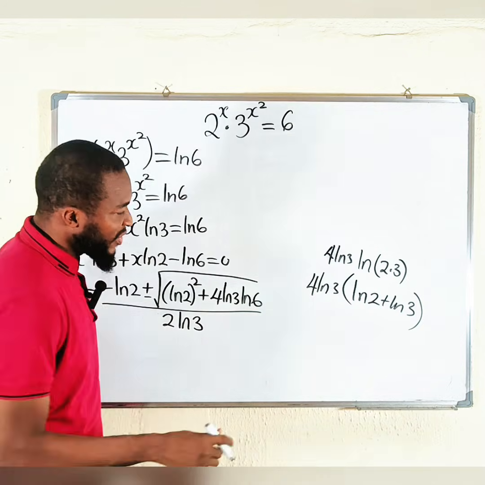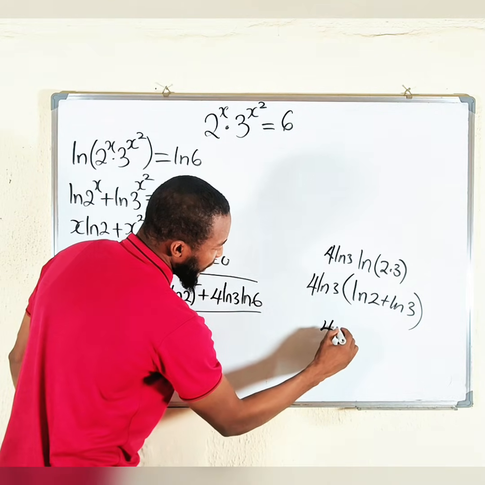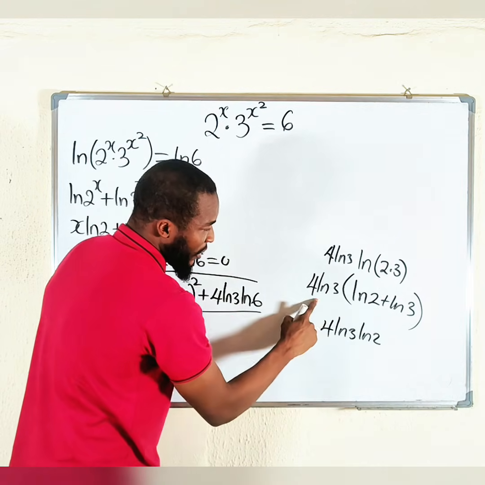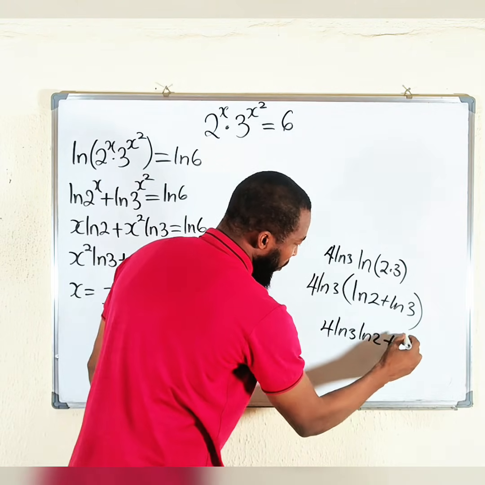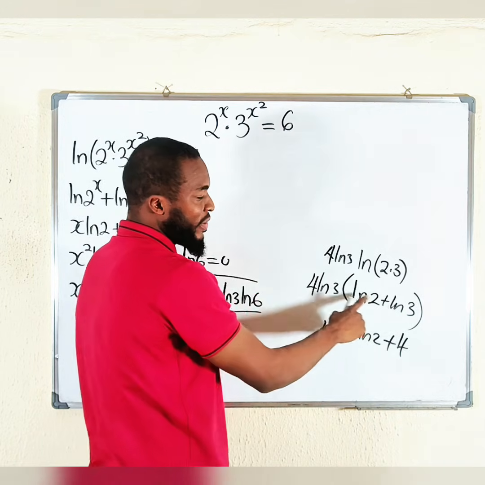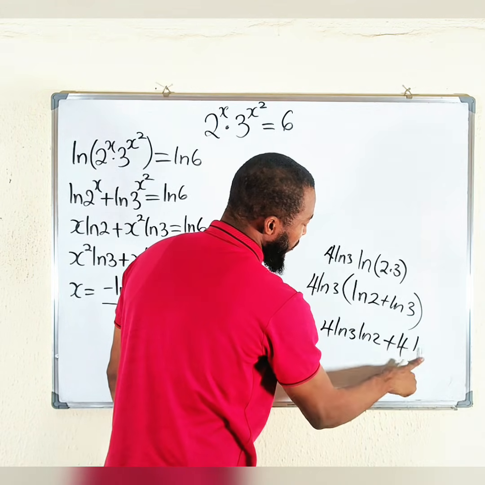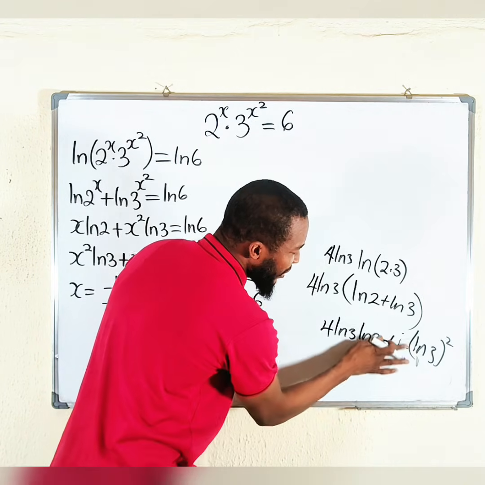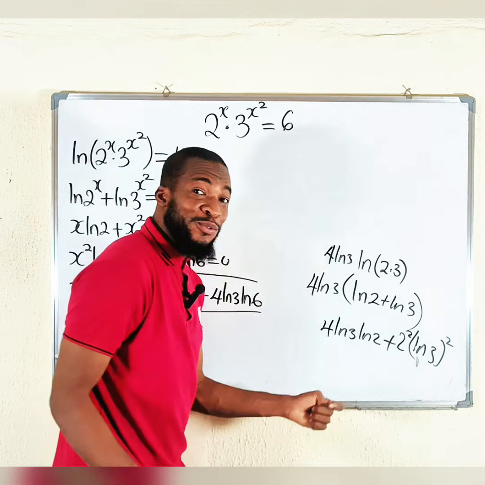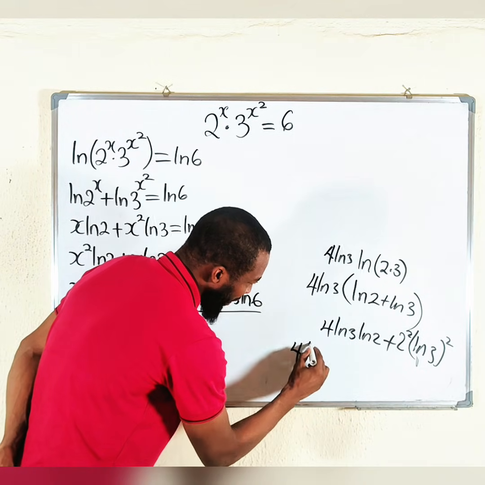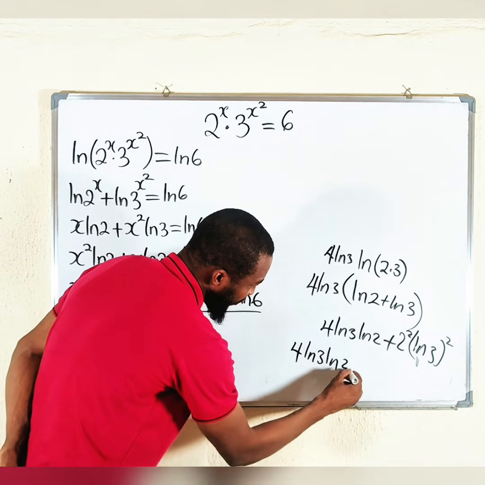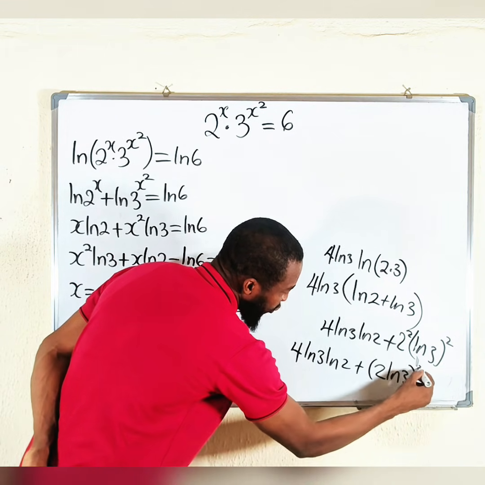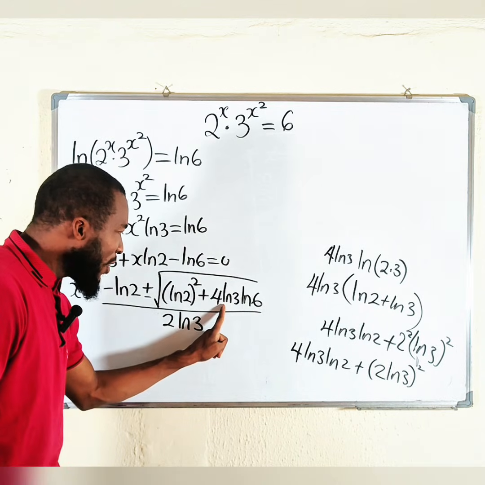So what if we expand? This time this will give us 4 natural log of 3 times natural log of 2. That is the first term. Expand again. This is 4, but natural log of 3 times natural log of 3 would give us natural log of 3 whole squared. But 4 is the same thing as 2 squared, so they can share that power of 2, right? So you have 4 natural log of 3 natural log of 2 plus 2 natural log of 3 whole squared.